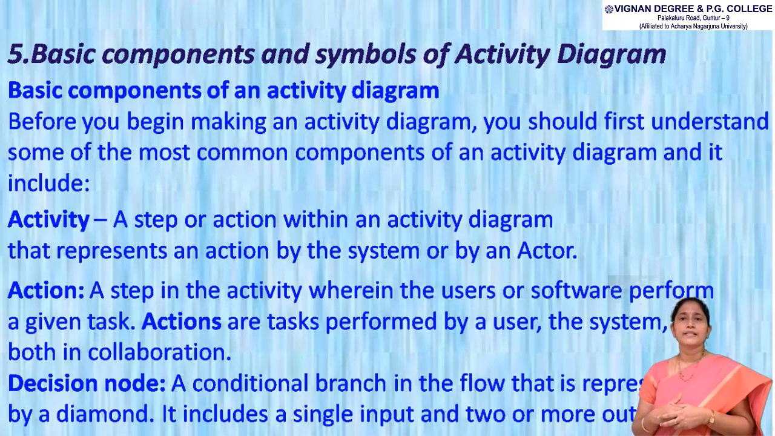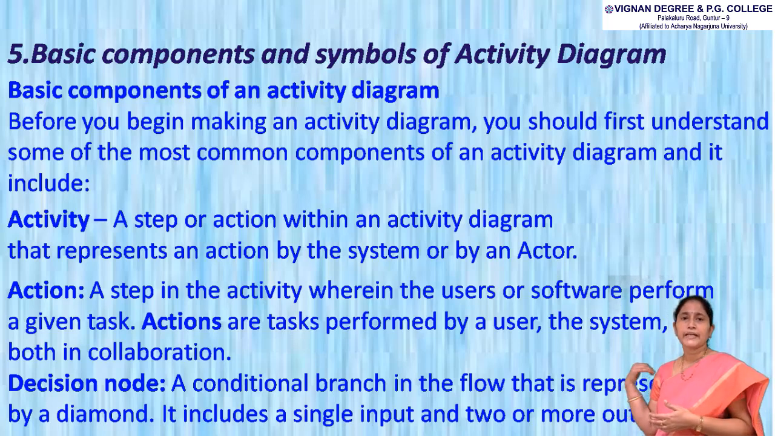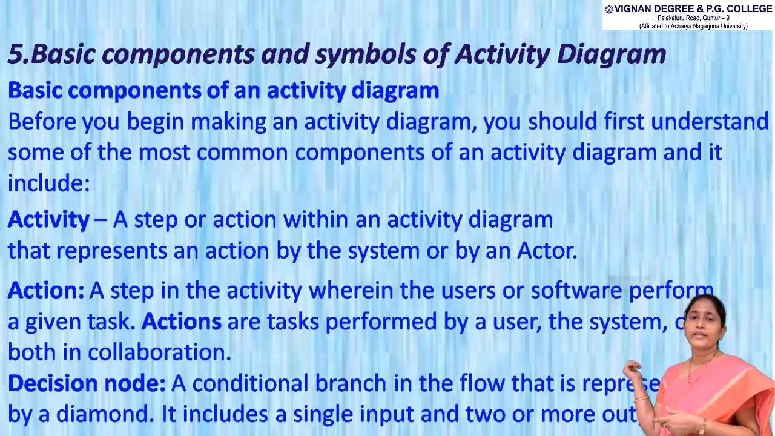Next are the basic components and symbols of activity diagrams. Before making an activity diagram, you should first understand some of the most common components, which include the activity, action, decision node, control flow, start node and end node. The first one is the activity: the step or action within an activity diagram that represents an action by the system or by an actor. The second one is the action: a step in the activity wherein the user or software performs the given task. Actions are tasks performed by the user, the system, or both in collaboration.